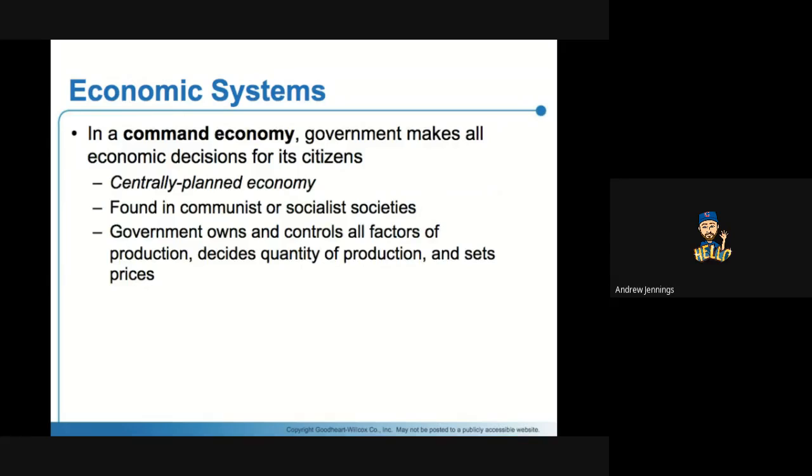They're going to decide the quantity of the production for the products that they want to make, and then they're going to set the prices. So individuals like you and me, the consumers, aren't going to have any control over that stuff. So we might be forced to spend $10 on a gallon of milk, but if that's what the government decides, that's what the government decides. And that's in a command economy.